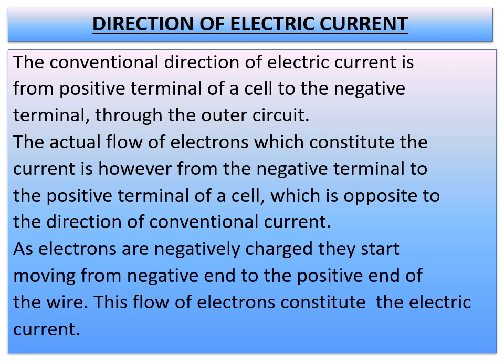Next, the actual flow of electrons which constitutes the current is, however, from the negative terminal to the positive terminal of a cell or a battery, which is opposite to the direction of conventional current. These two points you have to keep in mind. As electrons are negatively charged, they start moving from the negative end to the positive end of the wire. This flow of electrons constitutes the electric current. These are important points to remember for the next part of our lesson. Be attentive and listen.